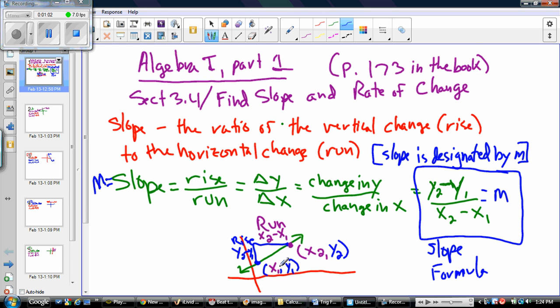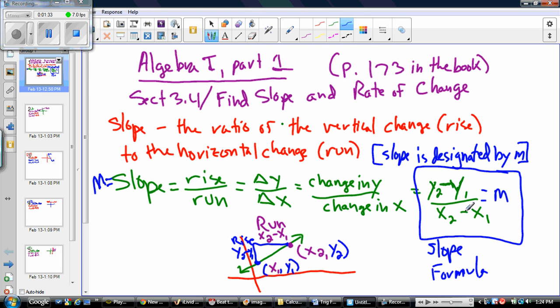Doesn't matter which one you call x1, y1 and x2, y2, as long as whatever y coordinate you start with, you start with the x coordinate from the same point. So that's why we usually say it as y2 minus y1 over x2 minus x1. So this up and down is the difference when you subtract between the 2 y coordinates. That's our rise. How much did I go up? That's the difference of the 2 y coordinates. And how much did I go left and right, or how much did I run? That's the difference in the x coordinates.